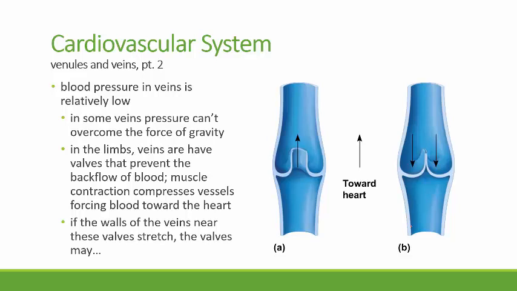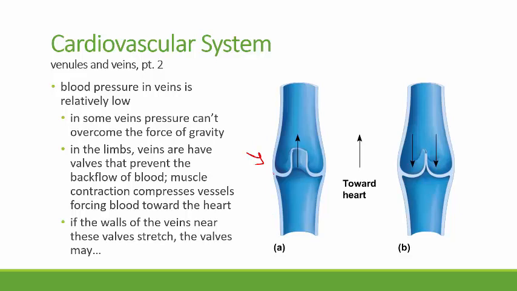But the challenge is with blood pressures as low as 2 millimeters of mercury, gravity has a stronger pull downward than pressure can push upward. So how do we get blood back up to the heart? Well, we've got a couple of cool systems. The first is that there are valves. There we are. These are one-way valves that are found along the veins.